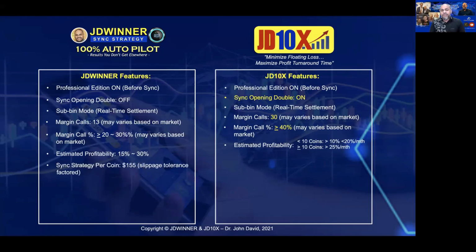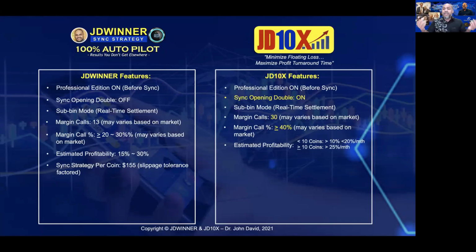Now, the sync strategy per coin is $155. All right. The slippage tolerance is factored in. What is slippage tolerance? Every time the bot actually buys, the bot will never buy at $10. So if you put your first order $10, the bot will buy at $10.60 or sometimes $11. Sometimes like Mana, you can see Mana, okay, the slippage is too high at about probably $13 and so on.